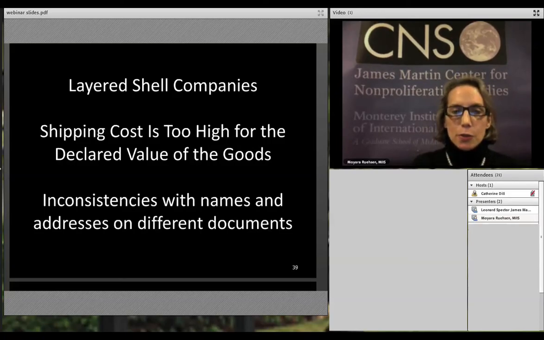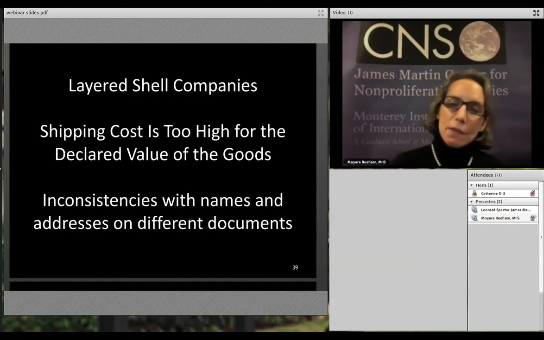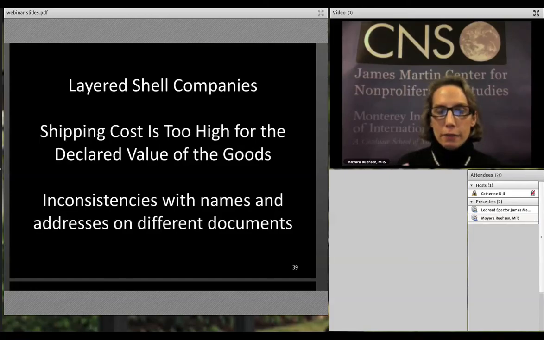Now, I want to finish up my discussion of red flags with three more things. With layered shell companies, this is a situation where the beneficial owner of the shell company is another shell company. And you can have multiple layers where you have a shell company that then incorporates another shell company, which then incorporates another shell company. Criminals do this from time to time to deliberately make the investigative process more difficult if anybody wanted to discover who the true beneficial owner is. I'm really hard pressed to think of any legitimate reason for having layered shell companies other than to hide something.